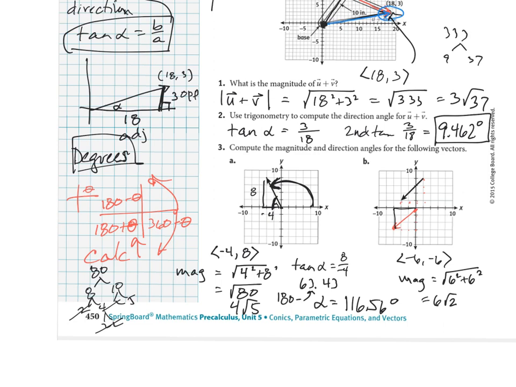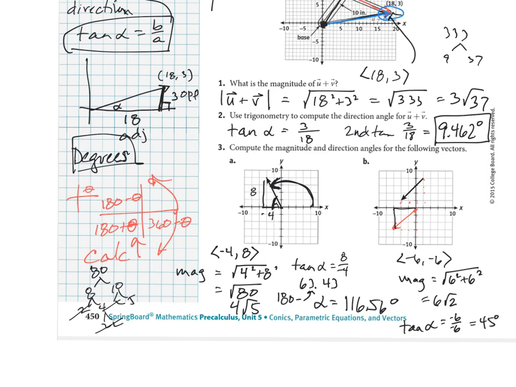Also, knowing that, we know that the angle is 45 degrees, but let's go through the process of setting this up. So the tangent of our angle is -6 over -6. You can put that in your calculator. That'll give you 45 degrees exactly.